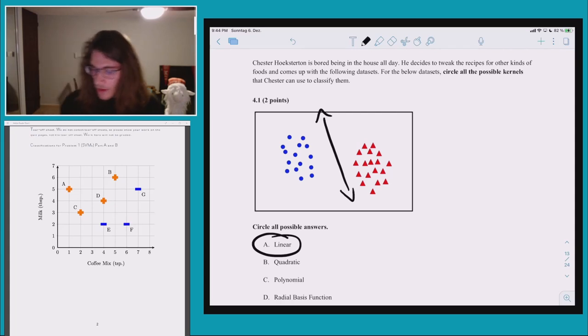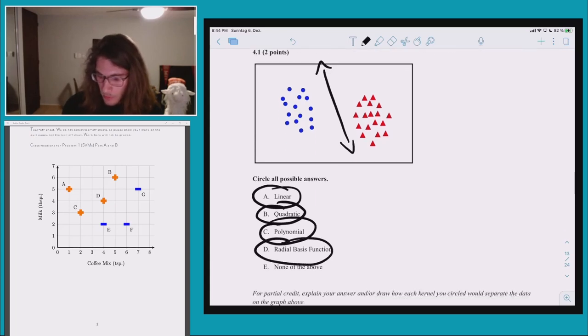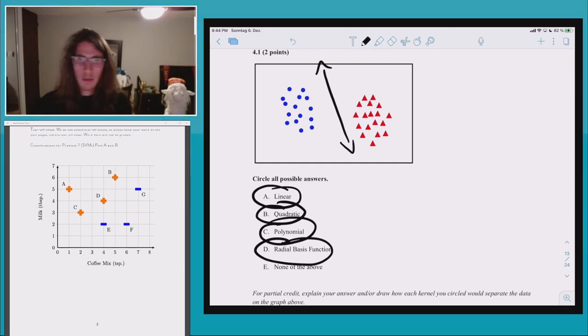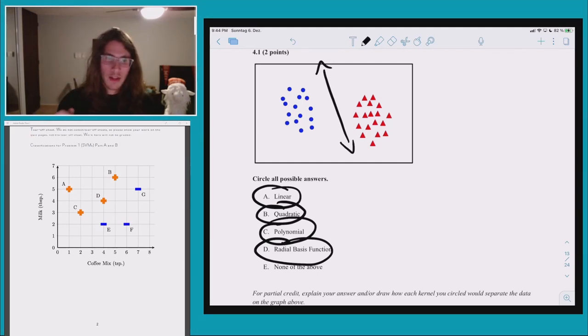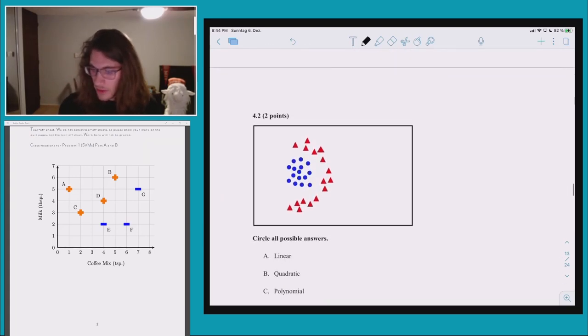However, if a linear kernel can do it, which is a polynomial kernel with an exponent of 1, that means a quadratic can do it, because a quadratic is just as powerful. A quadratic can do everything that a linear kernel can do and more, and the cubic can do everything a quadratic can do and more. So if a linear kernel can do it, I automatically know a quadratic kernel, a polynomial kernel, and a radial basis function can also do it. So I just need to find the minimum that I need to separate it, and then everything else follows.